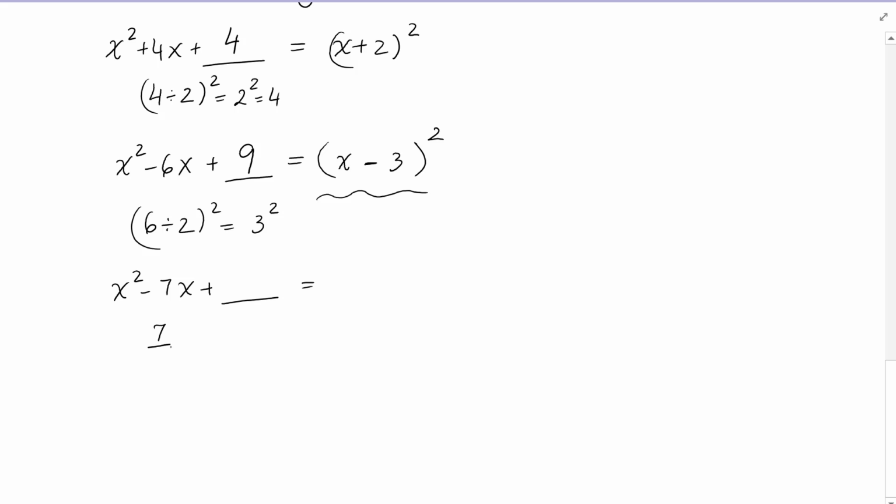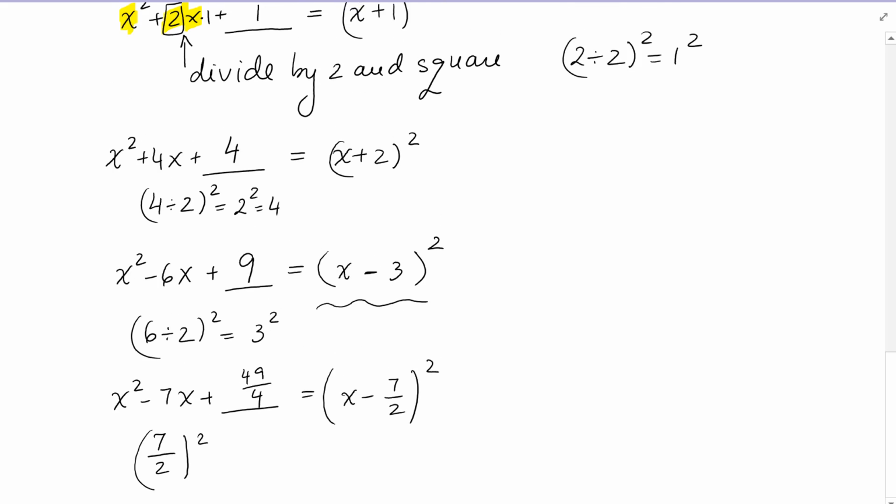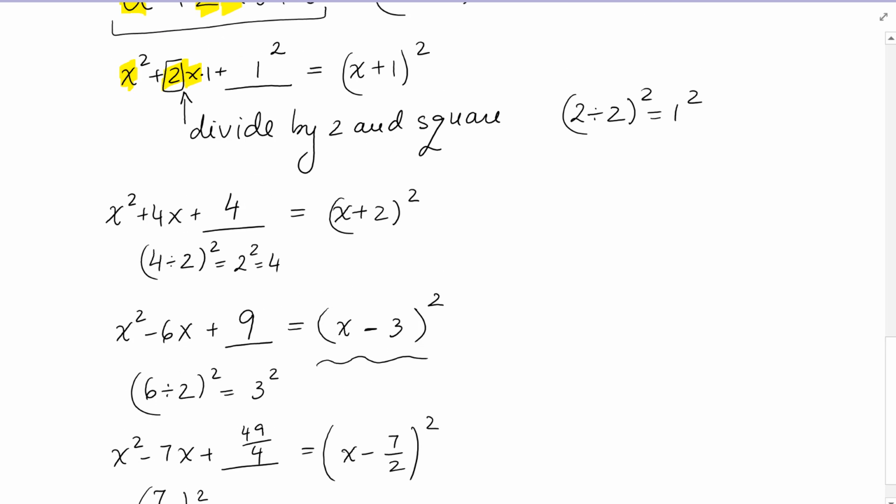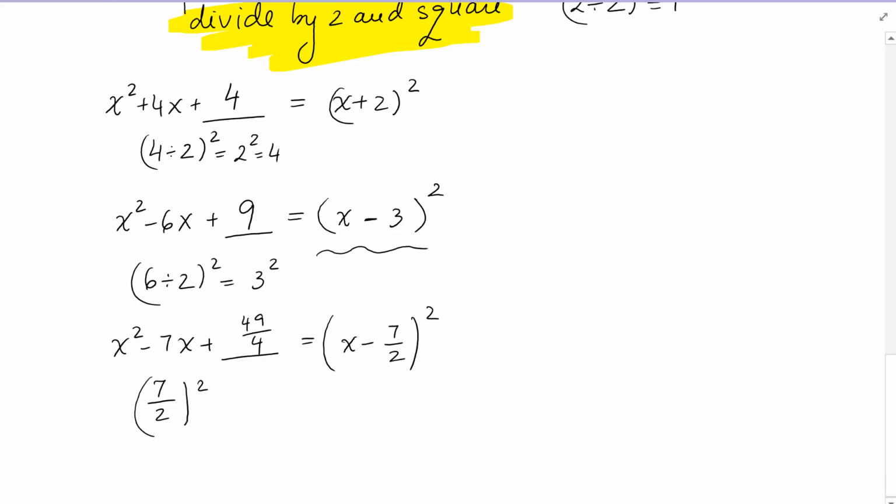Well, the middle term divided by 2 squared. So this time we have to add 49 over 4. Interesting, right? We have to do a fraction. So we have x minus 7 over 2, everything squared. So I hope this helps, but the best thing to do is to remember this formula. Divide by 2 the middle term and square, and you'll always find the third term.